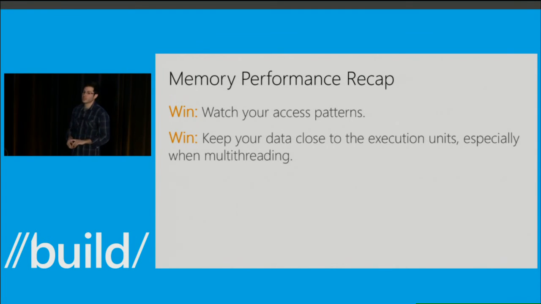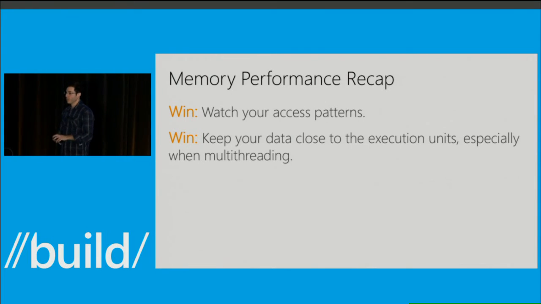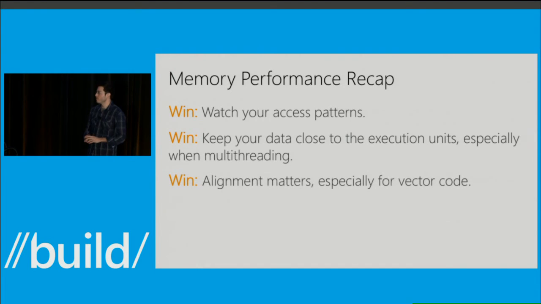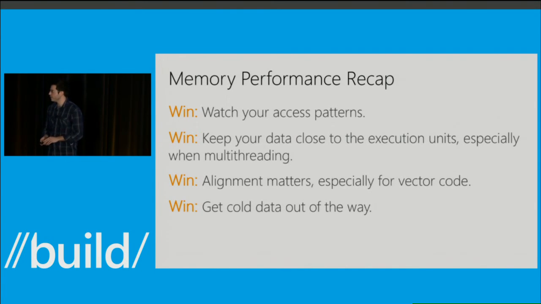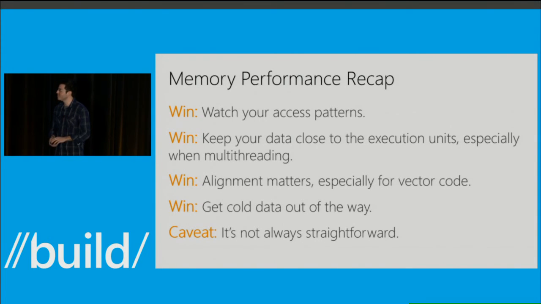You want to keep your data as close to the execution units as possible, especially when you're doing multi-threading of I/O-bound code. And if you're looking at vector code, there's a very, very good chance that it is I/O-bound, so keep an eye out for that. Alignment matters, especially for vector code, you want to be looking at cache line density. Get your cold data out of the way, I think is a nice way of saying it, instead of keeping your hot data together, just get the cold data out of the way. It's probably good advice to code by. But be careful. It's not always straightforward, like that Bitfield example where you think you're doing the right thing, but maybe it's not working as well as you think it would.